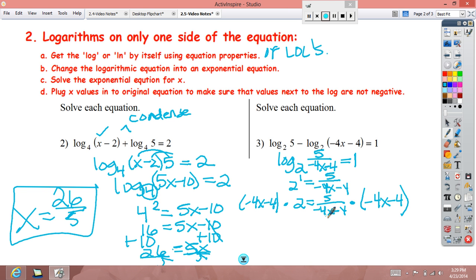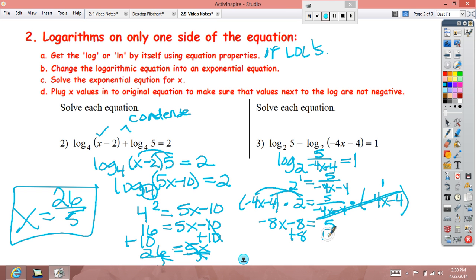Okay? Now these two terms on the right are going to cancel to become a 1, right? That's why we did that. And on my left side here, this is going to distribute. So I end up with negative 8x minus 8 equals, this canceled to be a 1, so 5 times 1 is just 5. And from here, I simplify, solve, right?